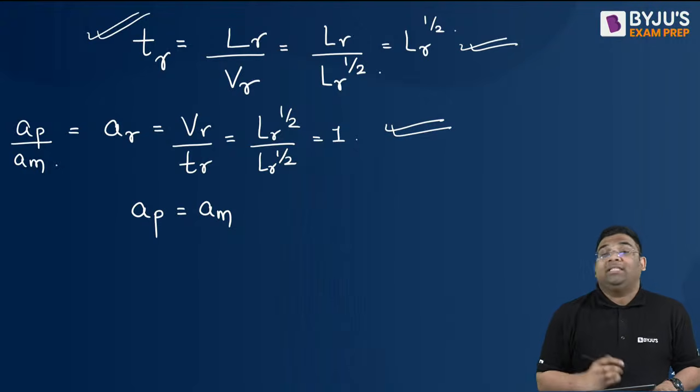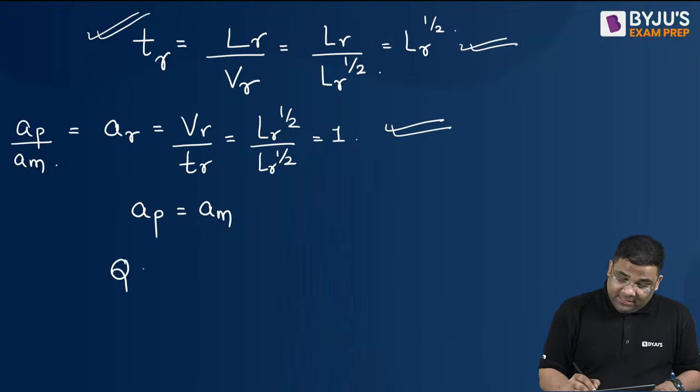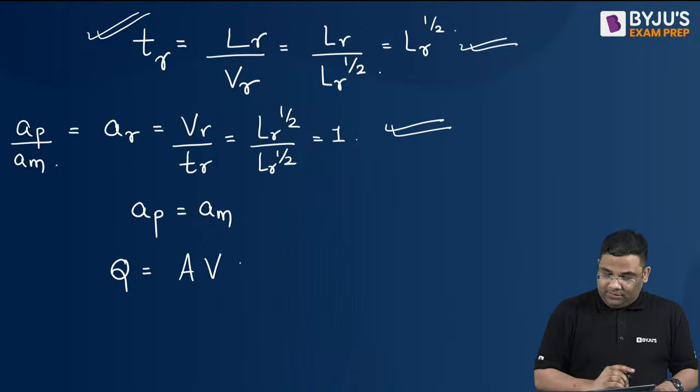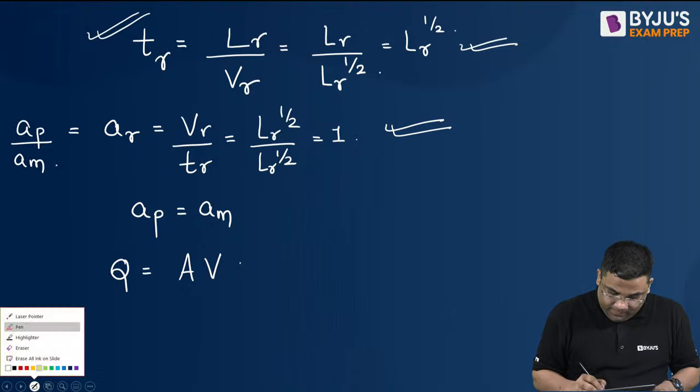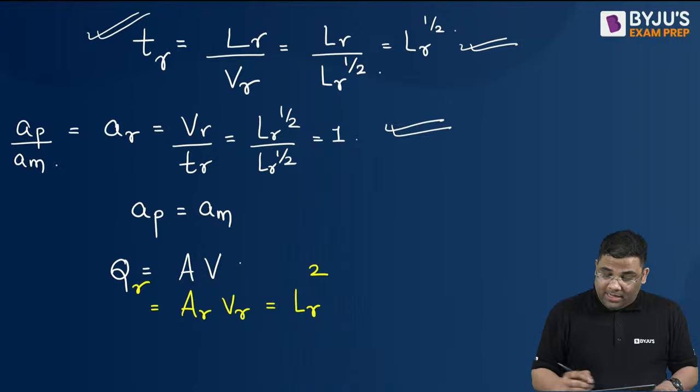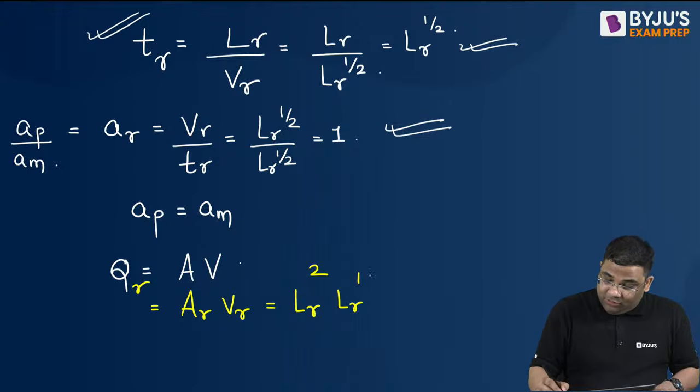Now coming to discharge. What is discharge? Discharge is area into velocity, right? So I can say QR, the ratio of discharge, will be area ratio into velocity ratio. Now area is length square, and the velocity ratio we got is length to the power half. This becomes length to the power 2.5.